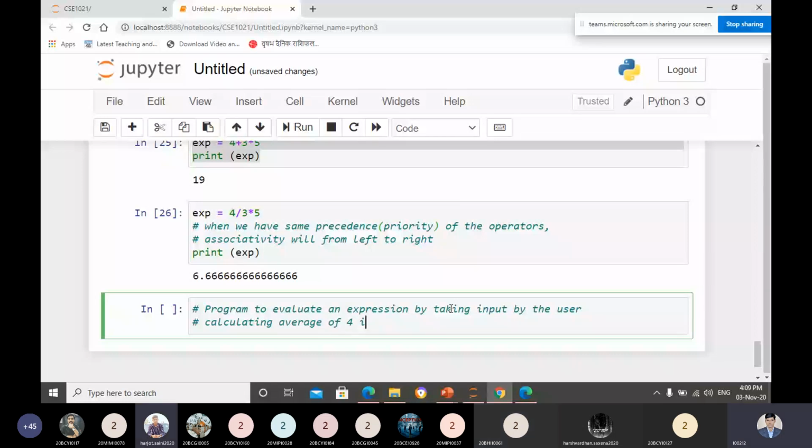Sir, but this question is our homework. That's why I'm asking. So you are calculating now? Tell me any expression. So I will solve it. First number is a variable I'm taking. First number is equal to, that should be integer. So in input, I will take the first number.